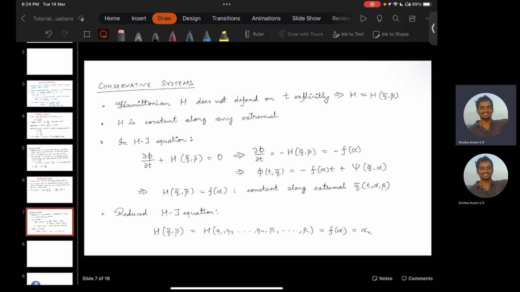So that's what we call conservative systems, and how we define them from the point of view of forces and from the energy perspective. Now, the Hamiltonian H does not depend on t explicitly. This is how we see, from a mathematical point of view, that the Hamiltonian doesn't depend on t explicitly. So this implies that H is a function of q vector and p vector.